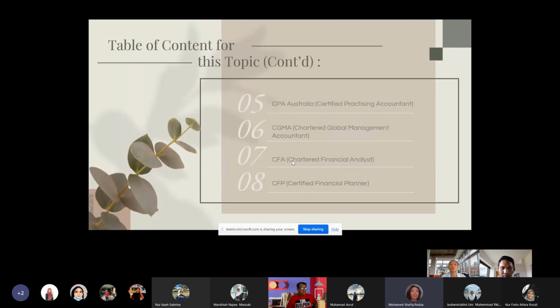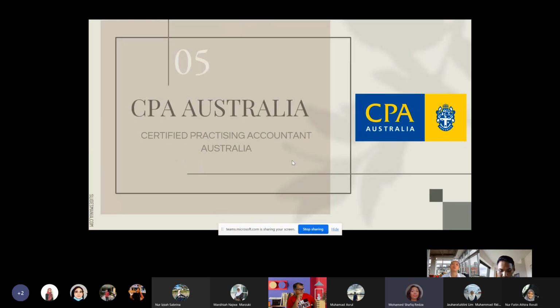Okay, so the table of contents for this topic: we have 4 of them, which are CPA Australia, CGMA, CFA, and also CFP. We will talk later about what they mean. The first of the next 4 professional bodies and certificates will be CPA Australia, which is Certified Practicing Accountant Australia.